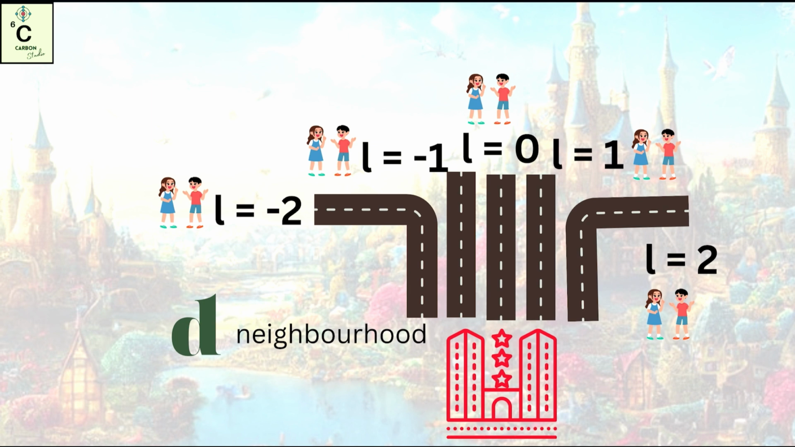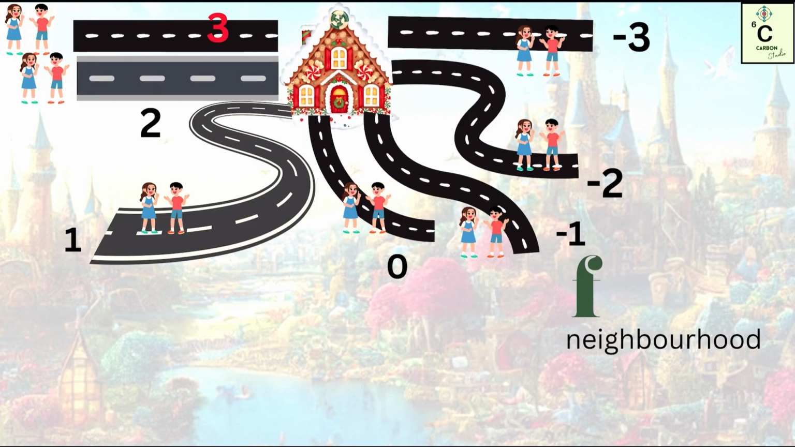Similar thing for the D neighborhood. There were 5 streets. Each street, 2 electrons, meaning the D orbital or the D neighborhood could hold a maximum of 10 electrons. Let's break the F neighborhood down. Similar way of thinking. 7 streets. Each street can hold 2 electrons. Therefore, the maximum number of electrons in the F neighborhood will be 14.